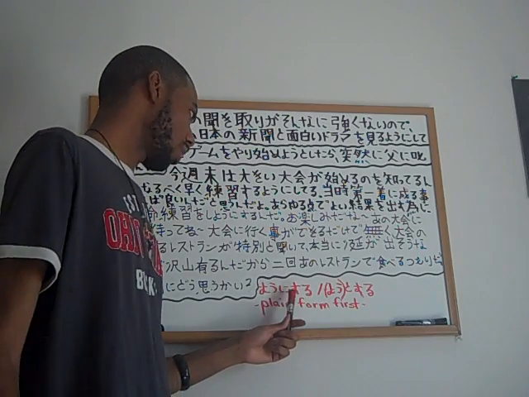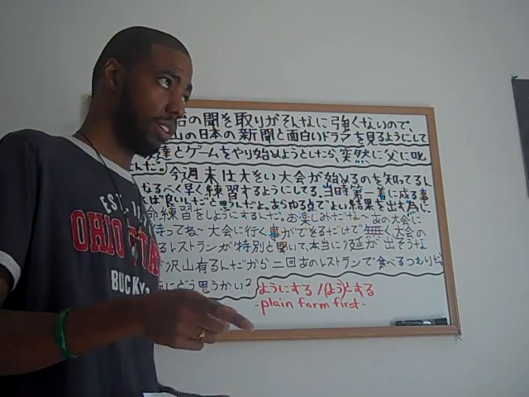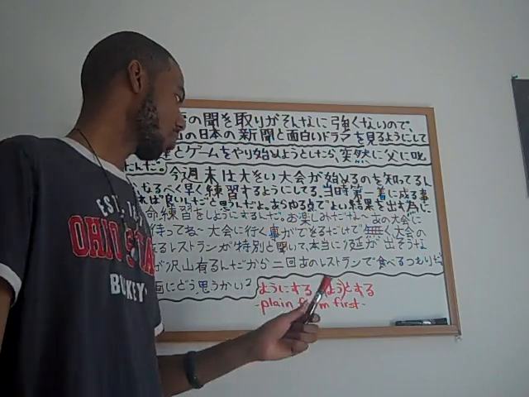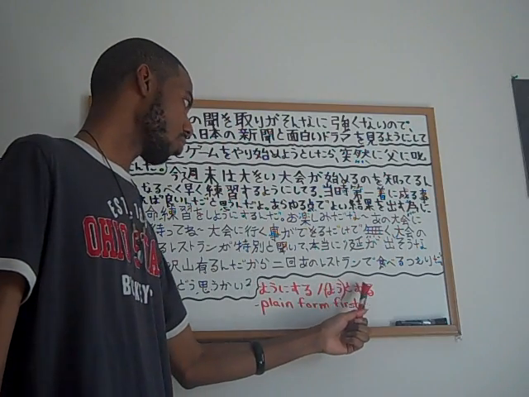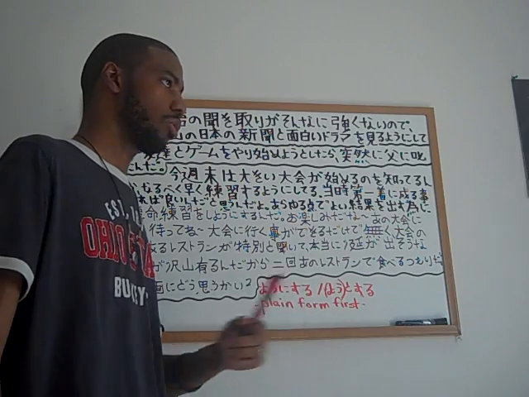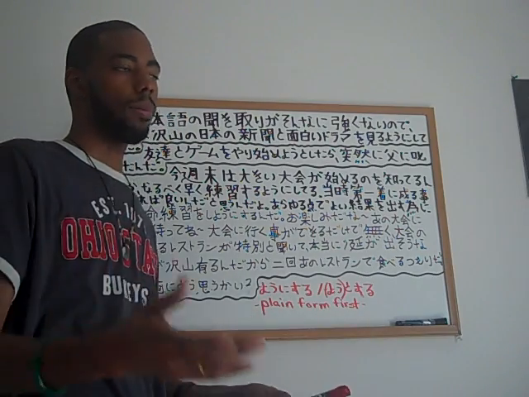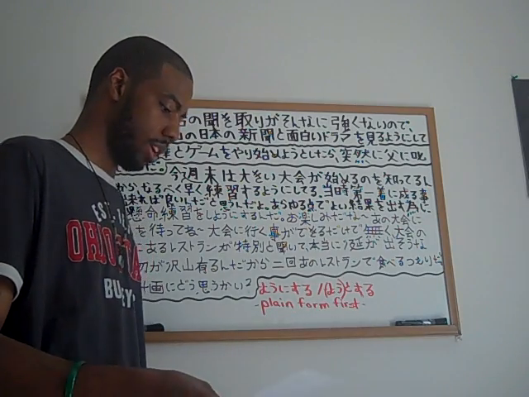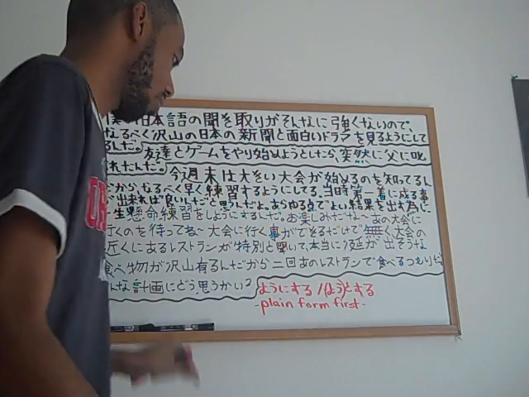First of all, yo ni suru means to try to do something, or to make sure to do something. Yo to suru means that you're about to do something, like I'm about to go eat something, I'm about to play games with my friend. Okay? So let's look at our examples.